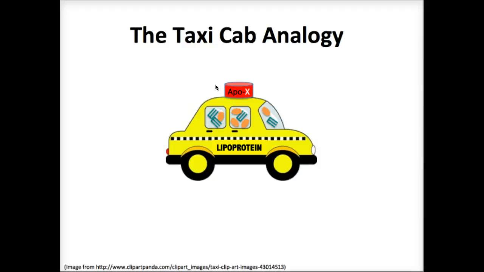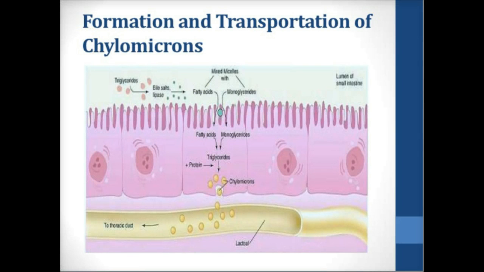Now, each type of cab has a specific job to do. It is programmed to pick up a specific mix of passengers and to take them to a specific destination. And you'll see what I'm talking about over the next few slides. Of the four types of lipoprotein particles, we're going to start by looking at the chylomicron.